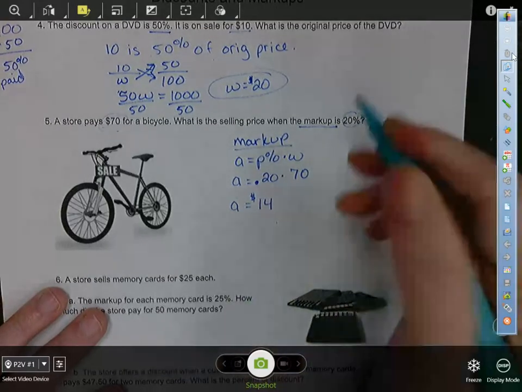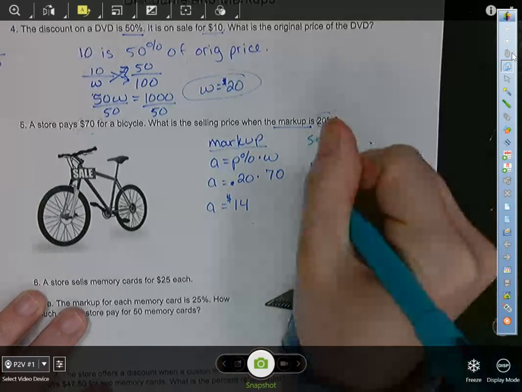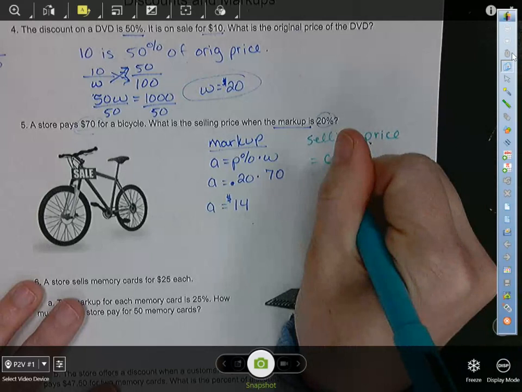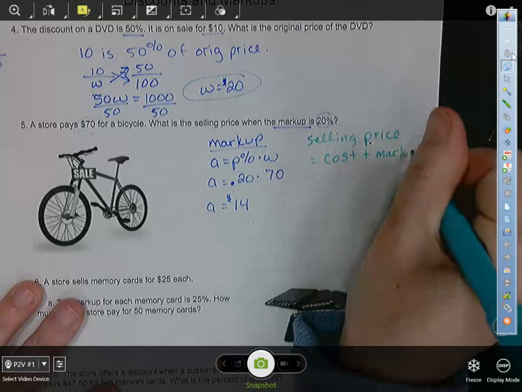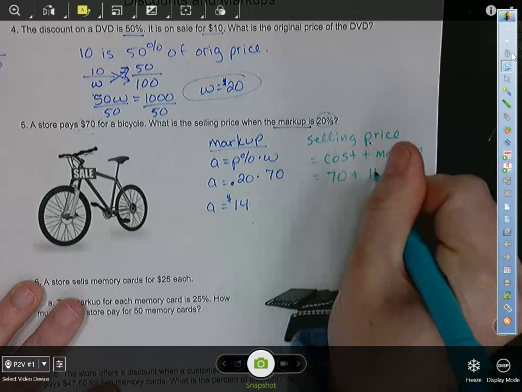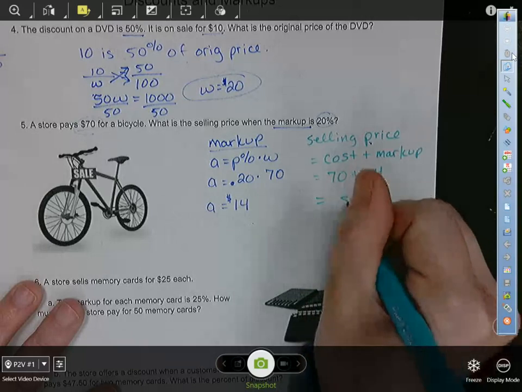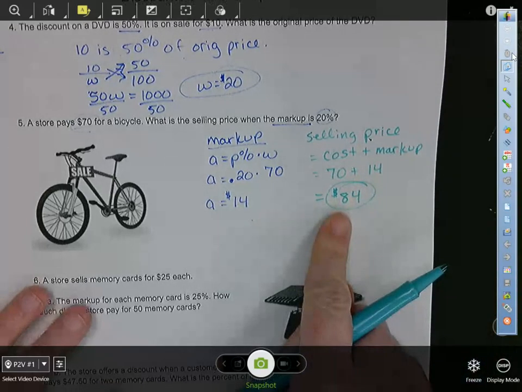Okay, so now we need to find the selling price. To find the selling price, you're going to do the cost to the store plus the markup. Well, the cost to the store was $70 and the markup is $14. So if I add 70 plus 14, I get $84. So they're going to sell that bike for $84 in order to get a 20% profit.